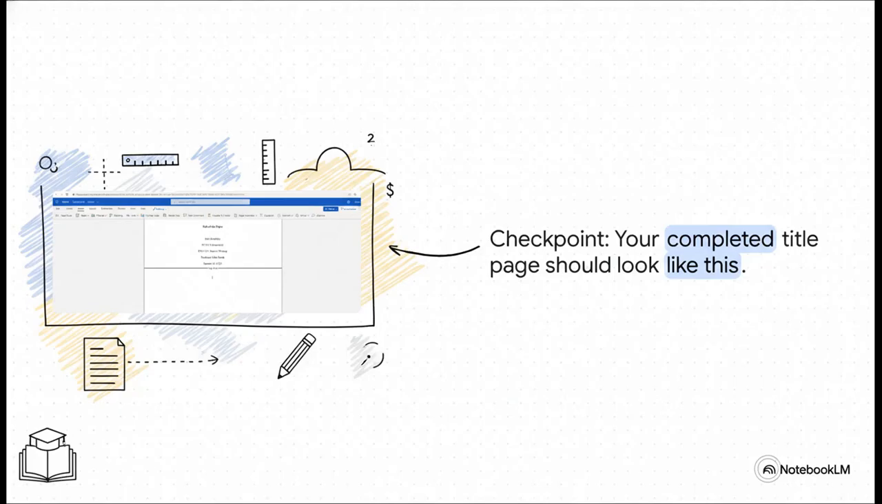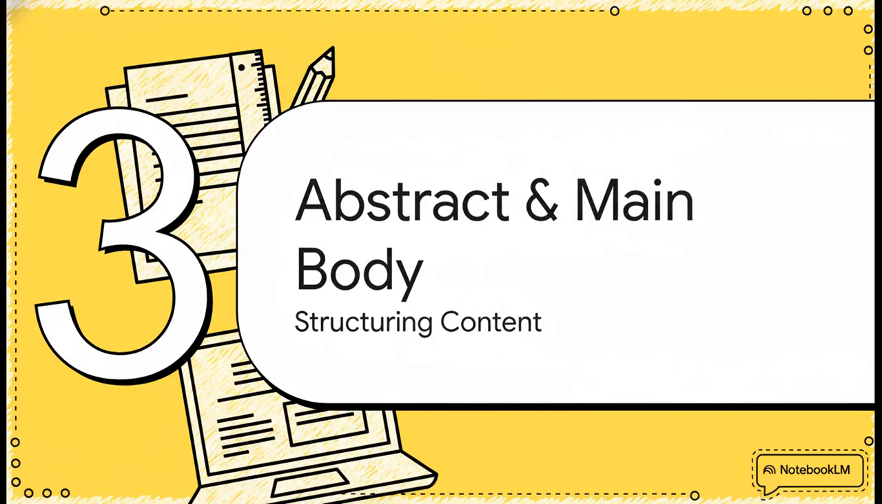And voila! Here's our checkpoint. This is exactly what a perfectly formatted APA title page should look like. Everything's double-spaced, it's centered, and all the key info is presented clearly. Go ahead and take a second to make sure your document matches up with this one. Awesome work. We're now diving into Section 3, the abstract and the main body.